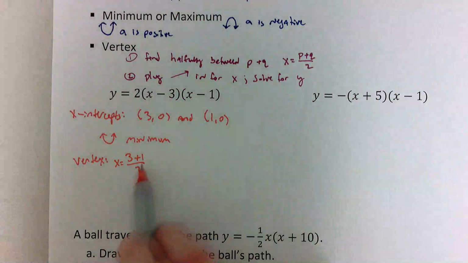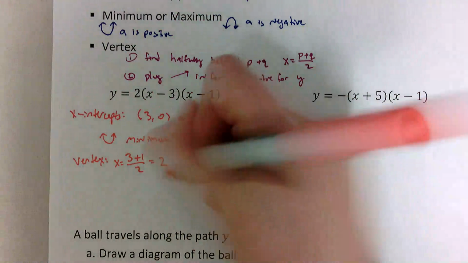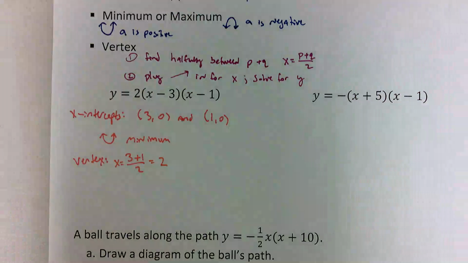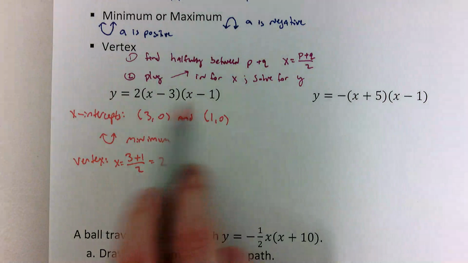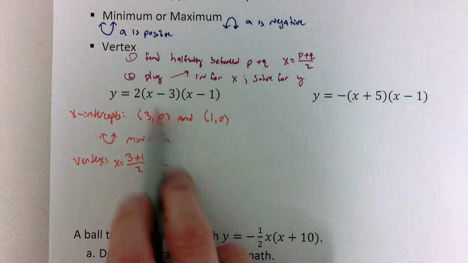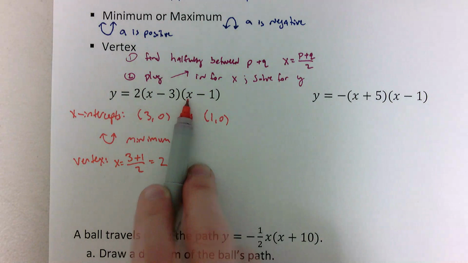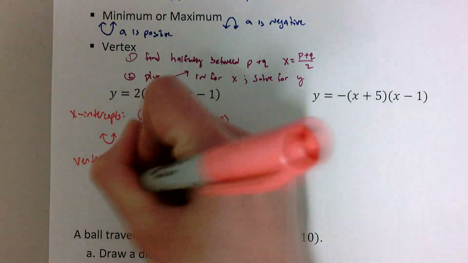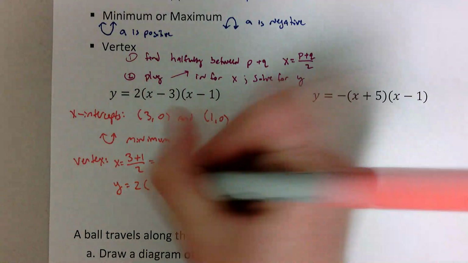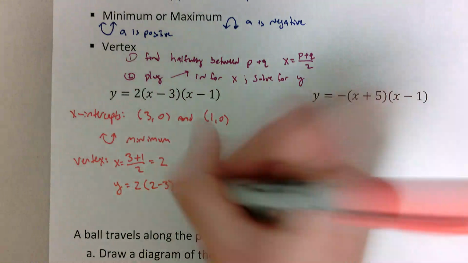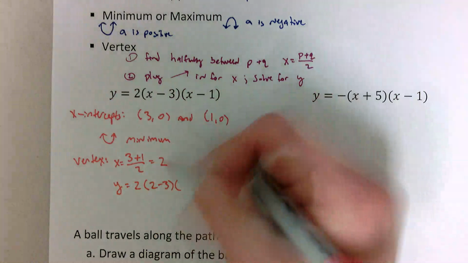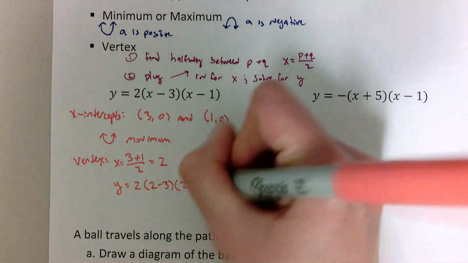So 3 plus 1 is 4. 4 divided by 2 is 2. That's the x coordinate of my vertex. And then I'm going to go back and plug that into this equation for x. It's actually going to get plugged into two different spots, here and there. So going back to my equation, it's y equals 2 times, x is the 2 we found here, so 2 minus 3, and then again, x is the same 2 that we found, 2 minus 1.